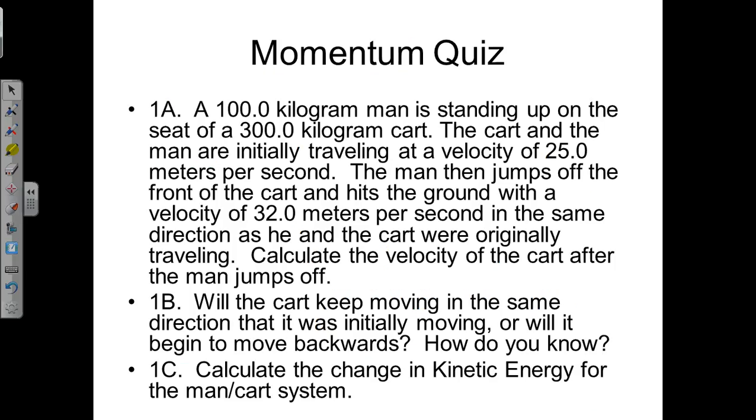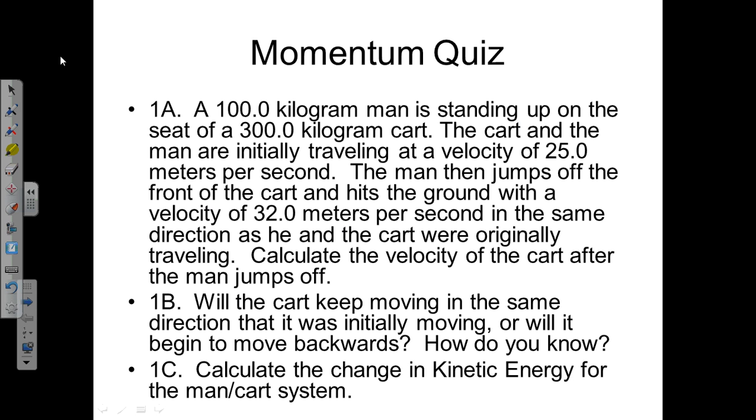Let's start off with one like the first one here. A 100-kilogram man is standing up on the seat of a 300-kilogram cart. It's a big cart, by the way. The cart and the man are traveling at a velocity of 25 meters per second. The man then jumps off the front of the cart and hits the ground with a velocity of 32 meters per second in the same direction as he and the cart were originally traveling. Calculate the velocity of the cart after the man jumps off.